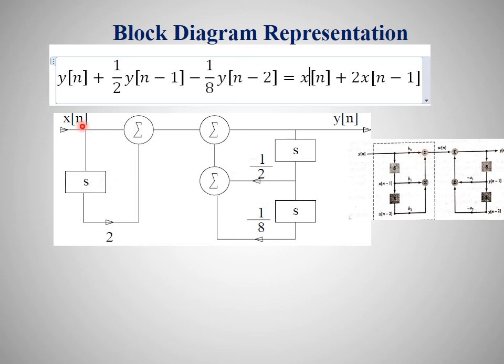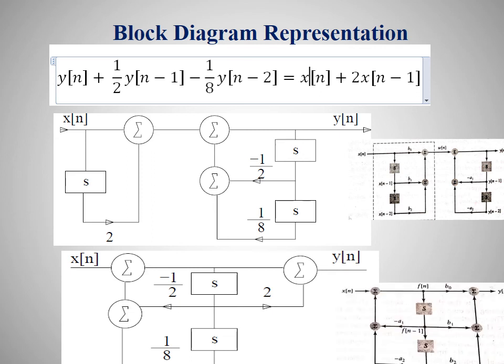So x of n is here, this is x of n minus 1. We are going to generate 2 of x of n minus 1, and we are going to add these two, giving us x of n plus 2x of n minus 1 equal to w of n, and that we have equated to y of n, w of n minus half y of n minus 1 plus 1 by 8 y of n minus 2.